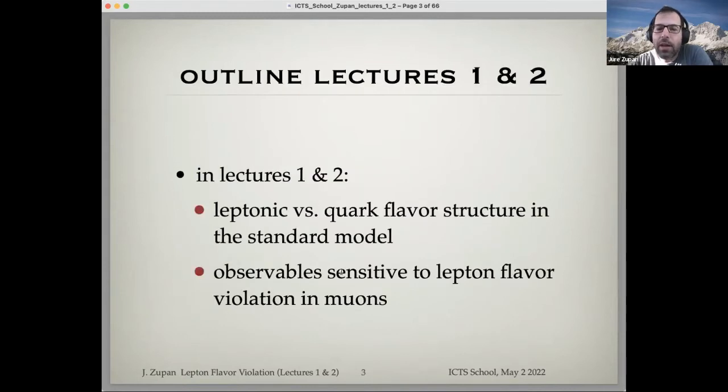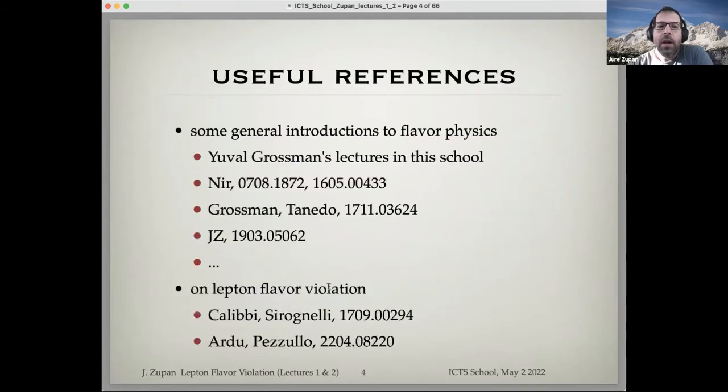So today, the goal is to compare the leptonic sector in the standard model with the quark sector, where you had lectures from UI, so we'll lean on those. But I will also repeat a lot of the things that he said so that we can compare more easily with my notation. And then we'll move on to these observables that are sensitive to lepton flavor violation.